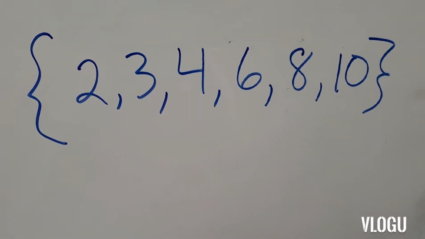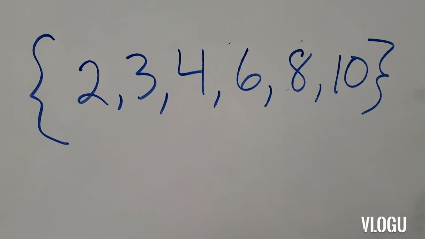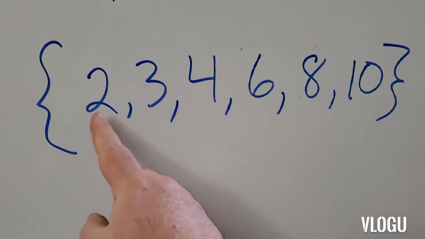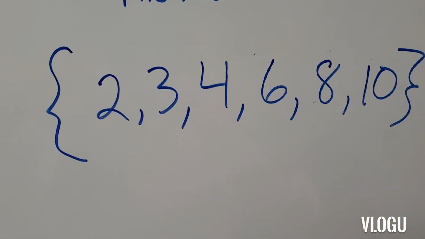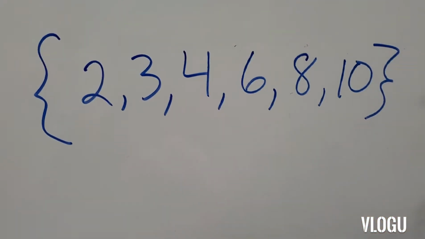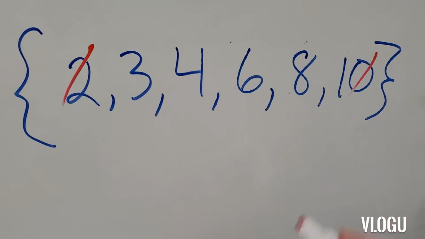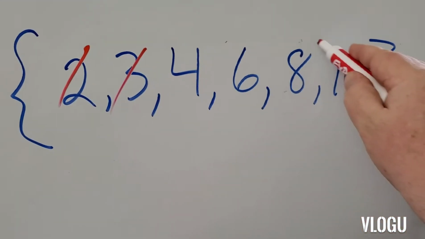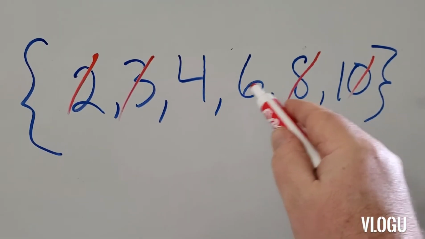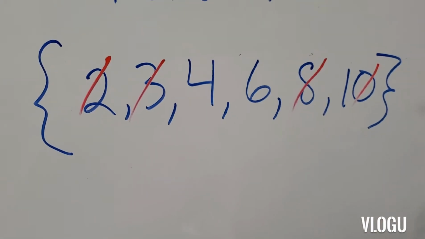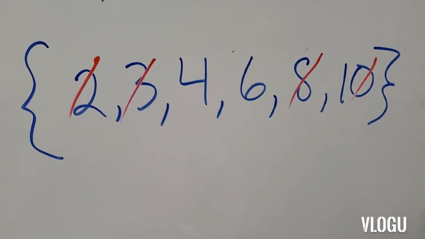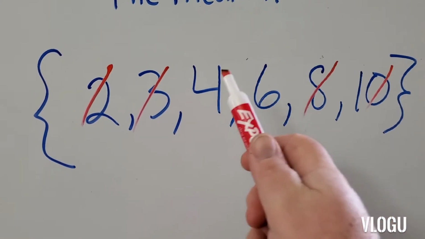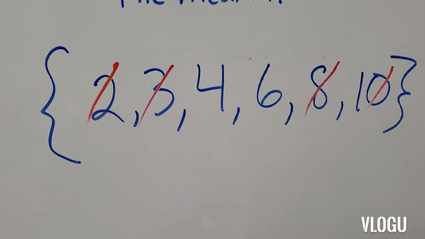But if there is an even quantity of numbers, 1, 2, 3, 4, 5, 6, 6 is an even number. We still need to get rid of the smallest and the largest and keep on going until we find the middle. But there are two numbers in the middle. Okay, not that big a deal. Our middle numbers are 4 and 6.